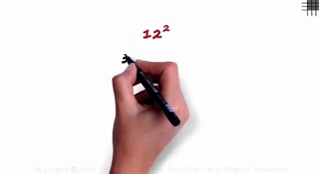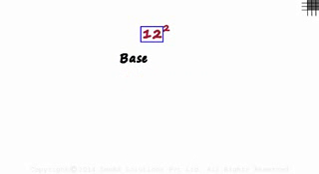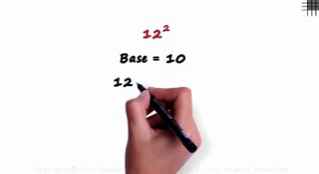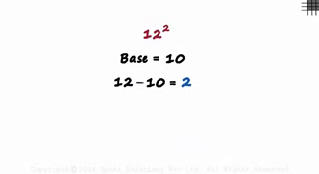So while squaring such numbers, we first choose a base which is close to the number that is being squared. And the base will be some power of 10. Here 12 is close to 10, so let 10 be the base here. Once the base is decided, we find the difference between the number and the base. That will be 12 minus 10, which equals 2.